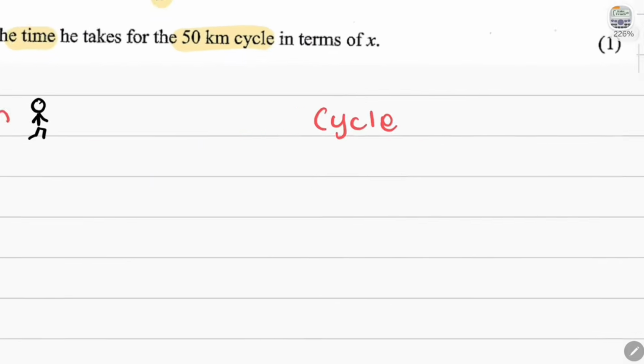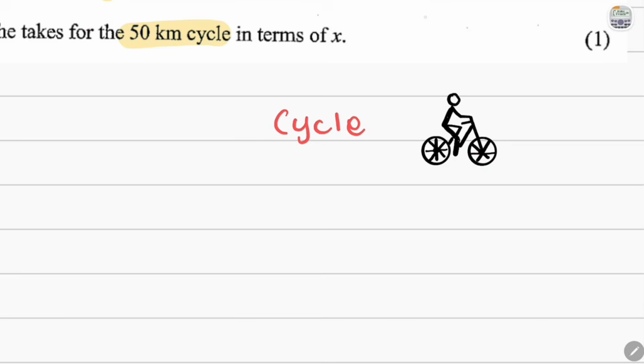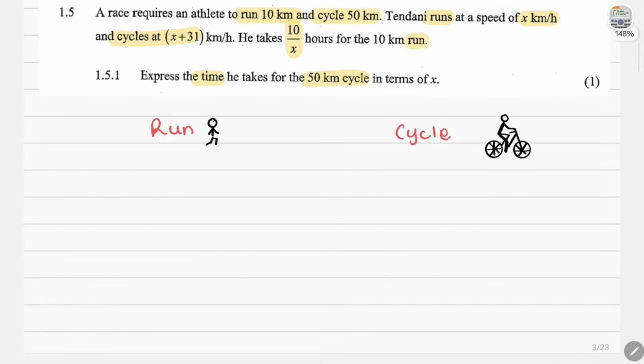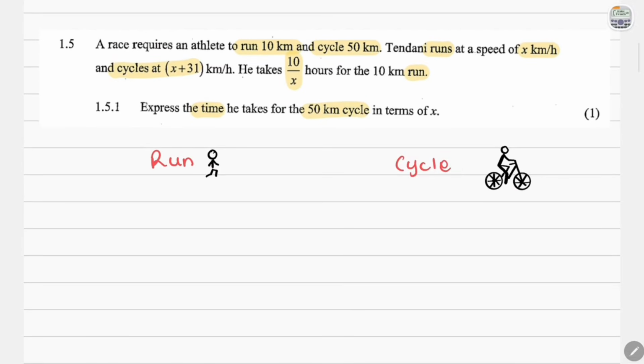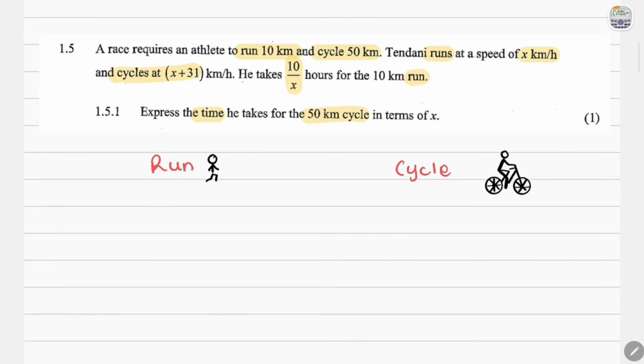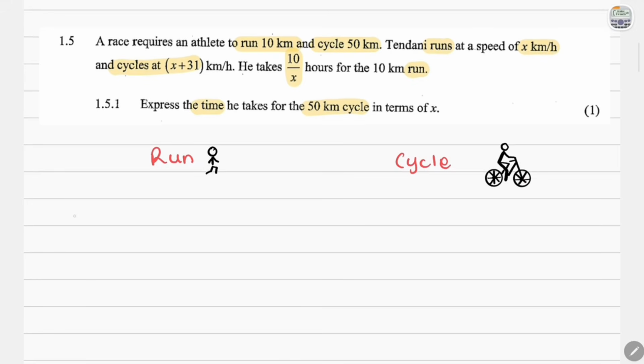Okay, so that's for running, and then I'll just put a symbol for cycling. Just in case we'll need it, we'll see. So here's what's going on. In this race, we have the running, where the distance D is exactly 10 kilometers. So he has to run 10 kilometers.